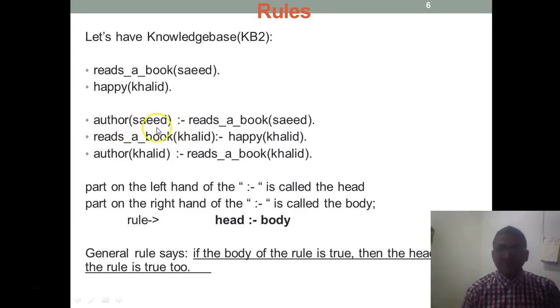And how can we read this? We read this: Syed is the author if Syed reads the book. Khalid reads the book if Khalid is happy. This is how we can represent the rules. Now let us look at some queries, how we can frame a query and how the answer should be returned by Prolog.